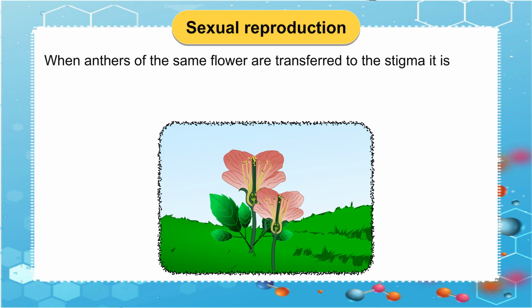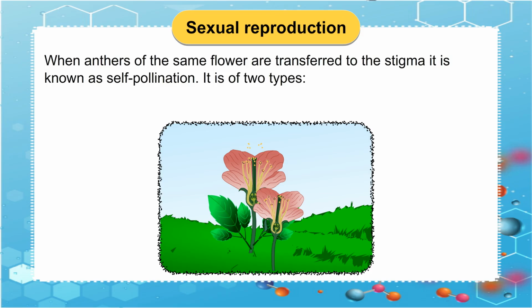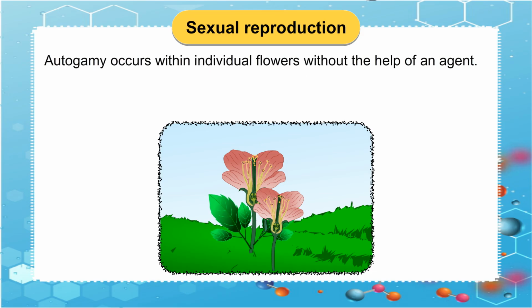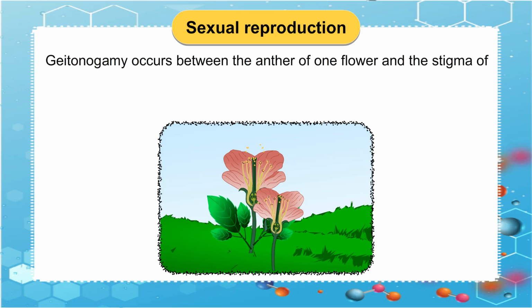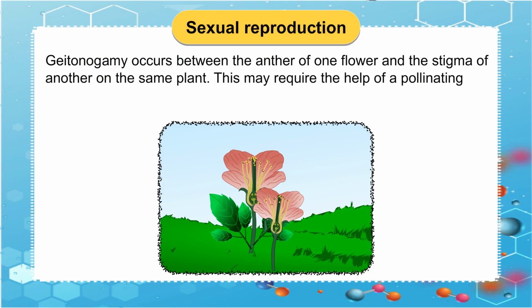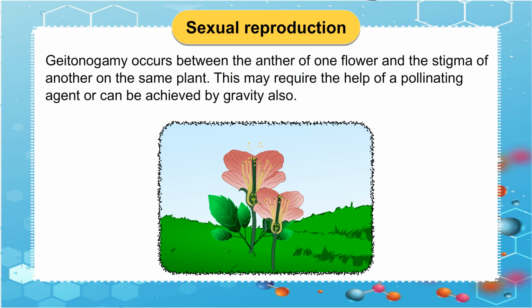When pollen from the anthers of the same flower is transferred to the stigma, it is known as self-pollination. It is of two types. Autogamy occurs within individual flowers without the help of an agent. The anther simply opens and the pollen falls on the stigma. Geitonogamy occurs between the anther of one flower and the stigma of another on the same plant. This may require the help of a pollinating agent, or can be achieved by gravity also.